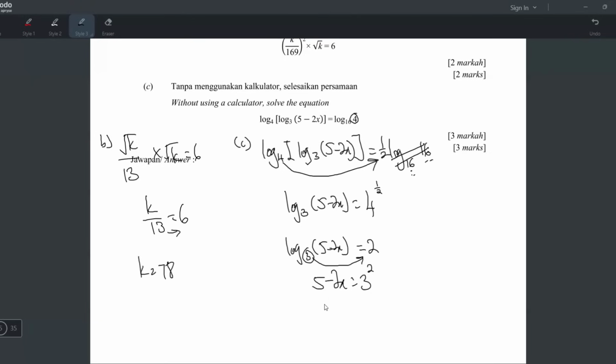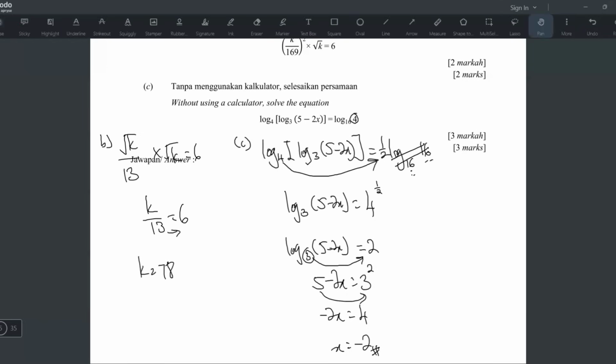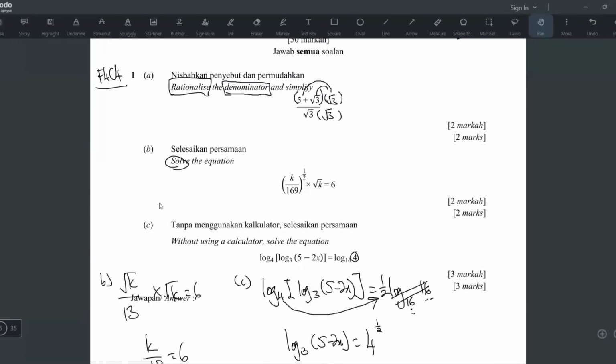So it becomes, now pindah the 5. So negative 2x equals, okay, 3 power 2 is going to be 9. And then minus 5, you get 4. So your x will be 4 divide negative 2, which is negative 2. So that is the answer. All right. So this is how I would do it. All right. So that's all.